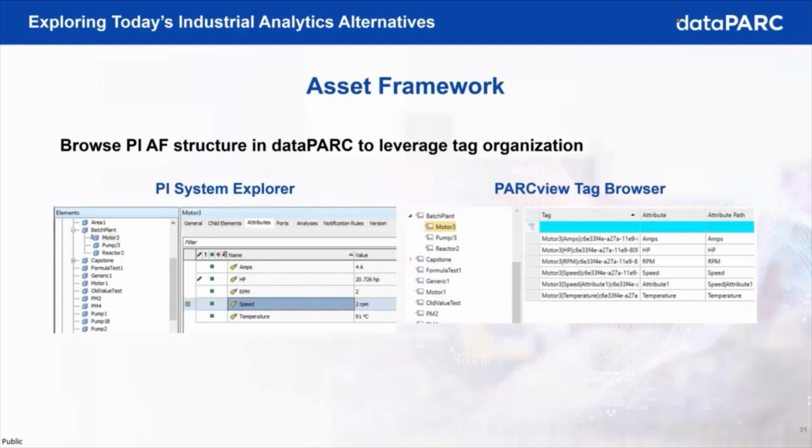Next, we're able to leverage the Pi Asset Framework. We're able to pull that in directly into ParkView and be able to see that inside of Tag Browser. Any elements, attributes that you've already created, no need to duplicate or replicate those within our system. We're able to pull those in directly, and you can utilize them as tags just like you would something coming straight from the historian.